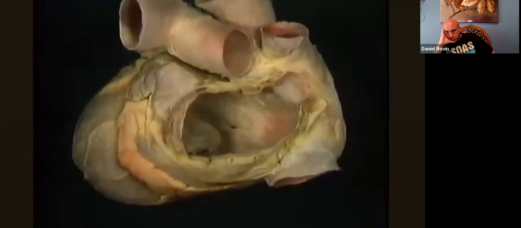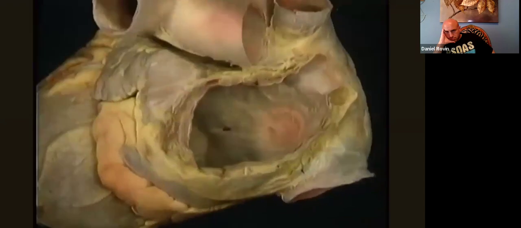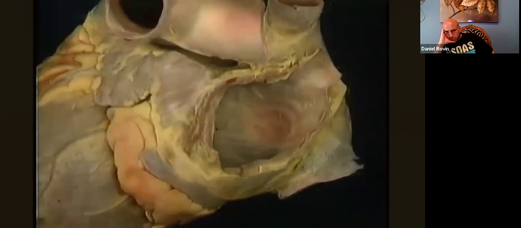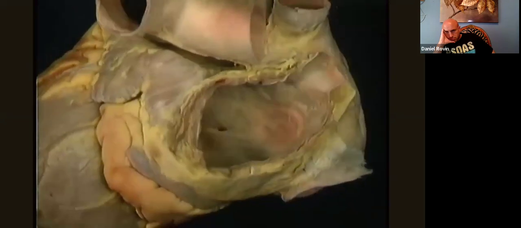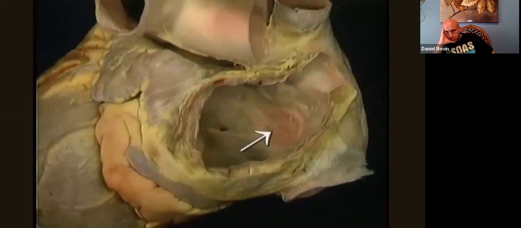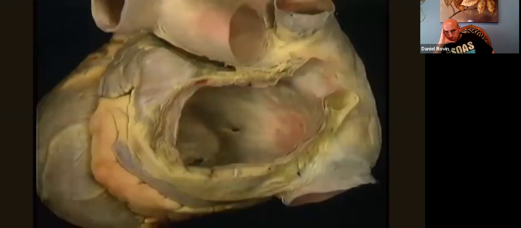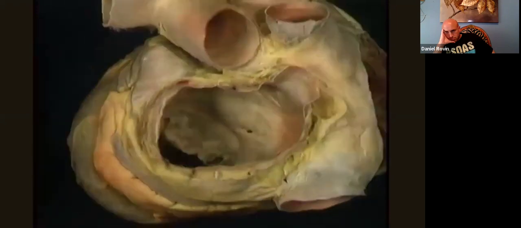With the four pulmonary veins removed, the inside of the left atrium is relatively featureless. Here's the interatrial septum again, and here's the remnant of the foramen ovale, seen from the left side. Here we're looking forwards into the mitral valve.